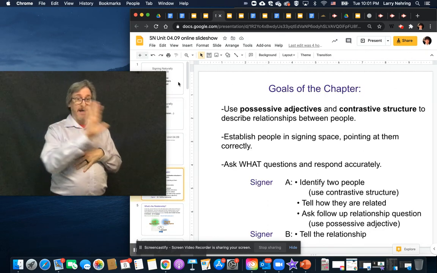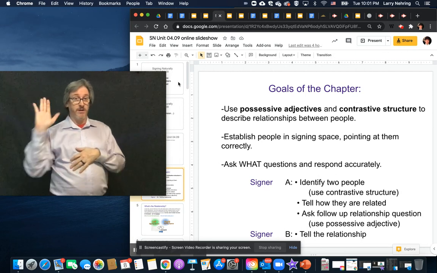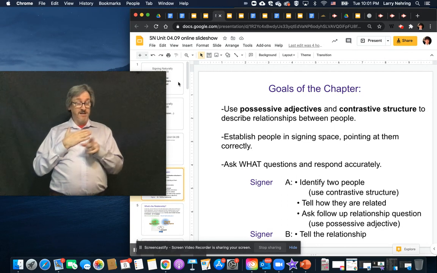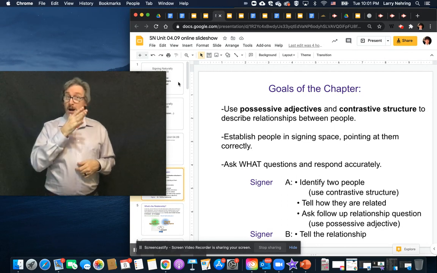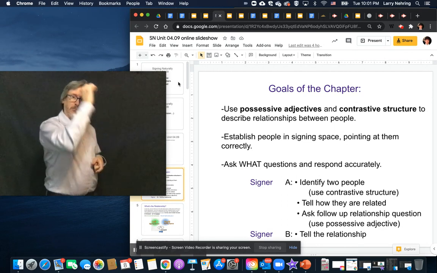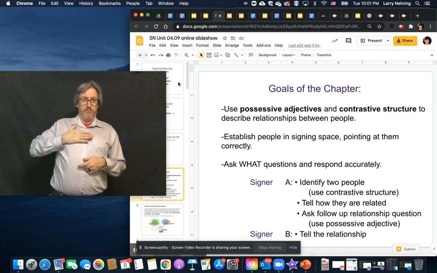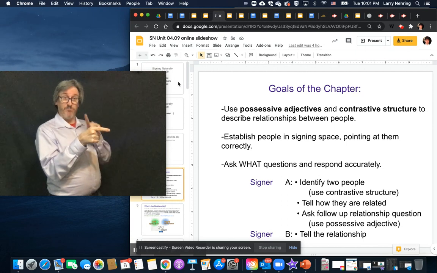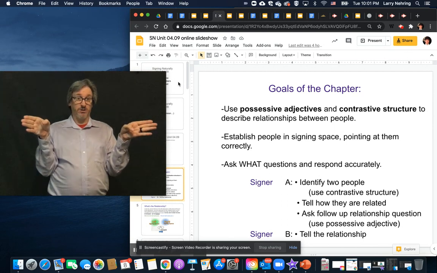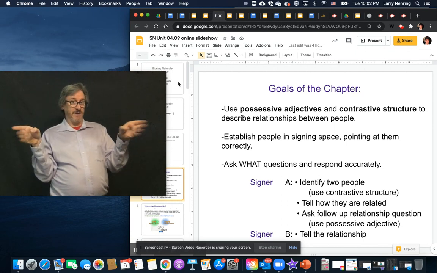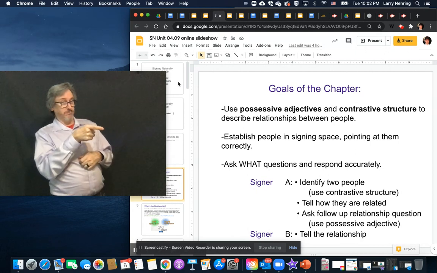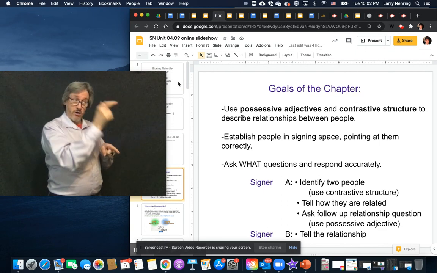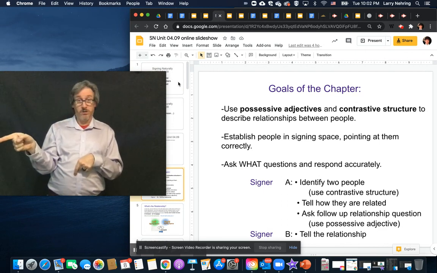We're going to be using that possessive that we ended the last unit with. Yours, theirs, mine. So if you say, my mom over there, this pointing, this contrastive structure is going to be really important. Setting up in signing space. Her brother, right? Her brother over there.